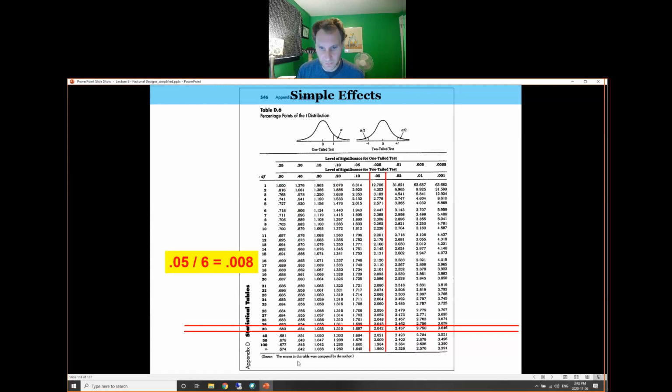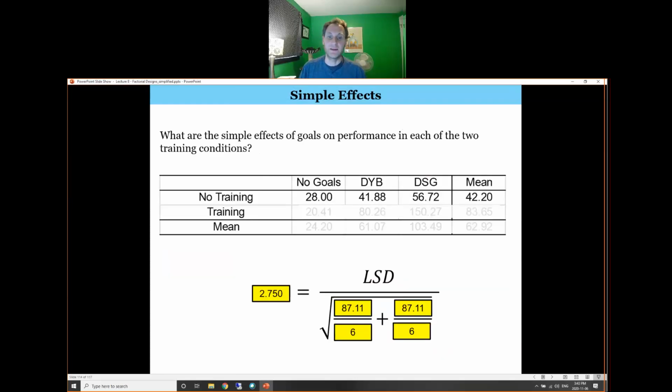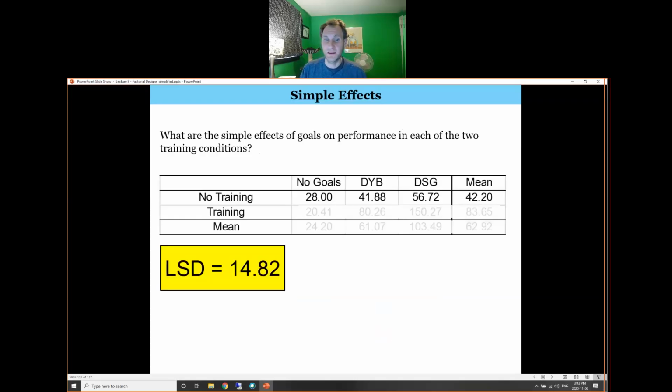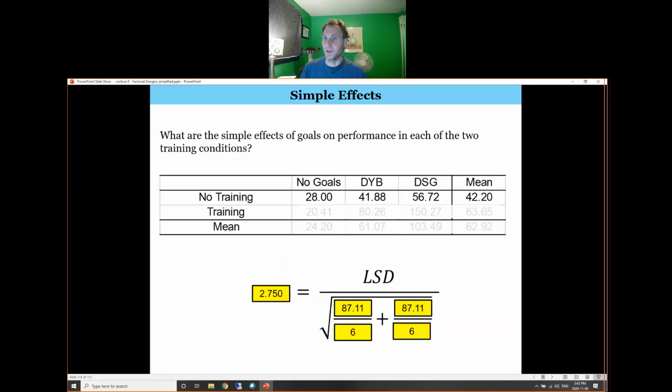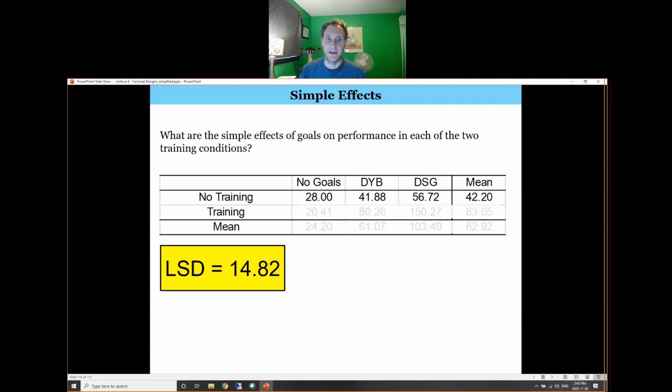So instead of using a t-critical of 2.042 that I would with a 0.05 two-tail test, I'm instead going to use a critical value of 2.75 in order to account for the fact that I'm actually doing 6 tests and I don't want to commit a type 1 error. So I'm using a Bonferroni correction here. So my t-critical is 2.75, and I can cross multiply and solve and find that my least significant difference is 14.82.